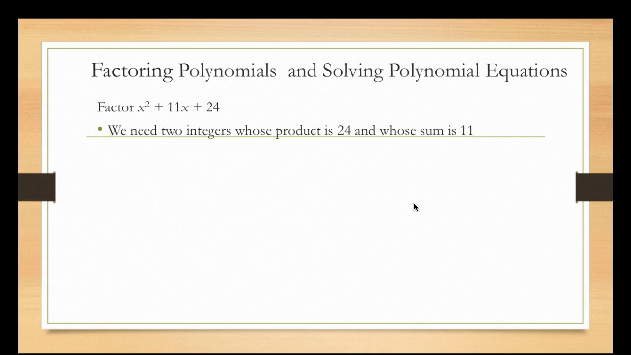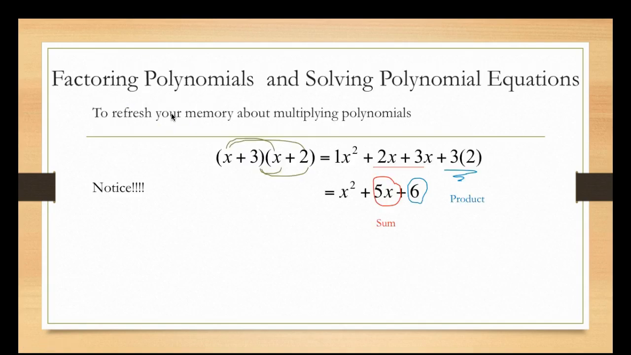So what we need to find out is what two integers have a product of 24, and those same two integers have a sum of 11. So the product of 24, same two integers with a sum of 11. Now, to go back one screen, remember, our sum came from the two numbers we added in the middle, the sum of these numbers. The product came from my constant term, and it's the product of those two numbers.